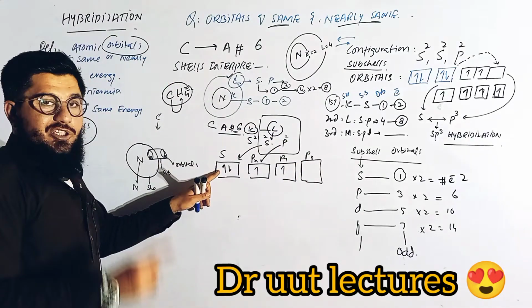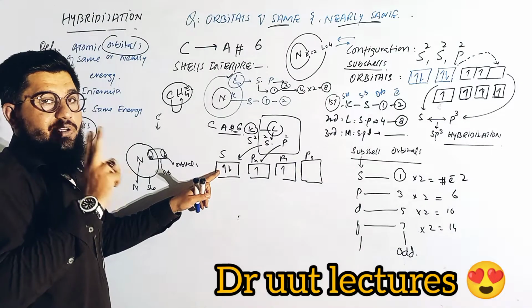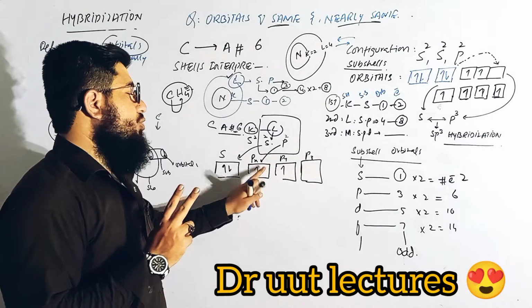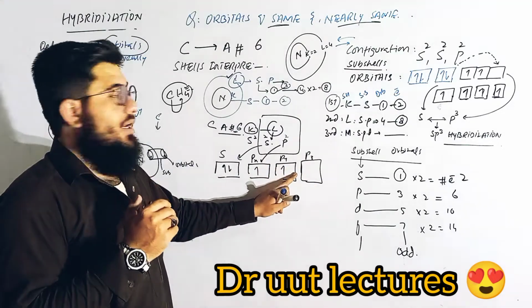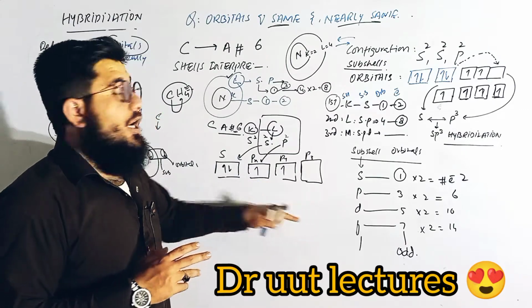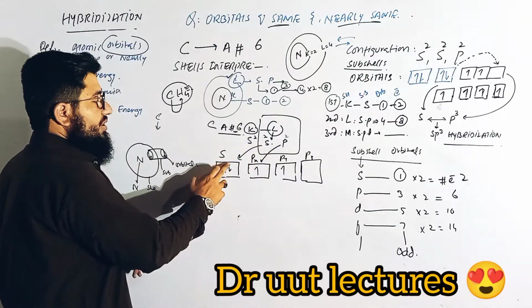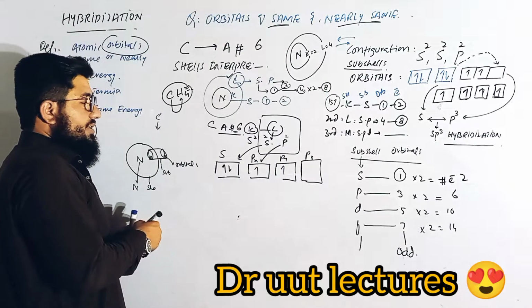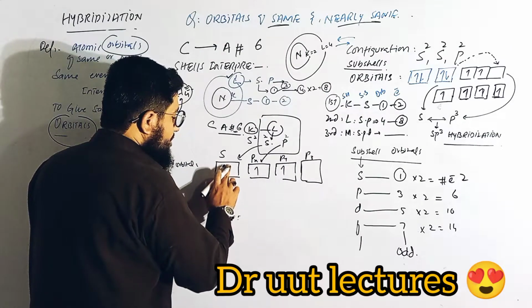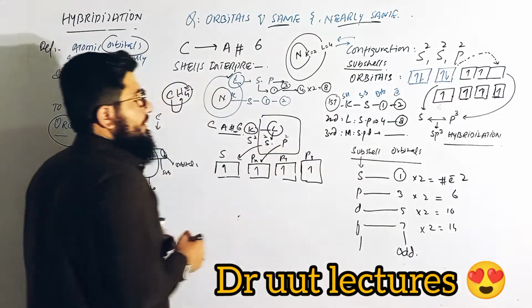The s subshell contains one orbital in which there are two electrons available, and the p subshell contains three orbitals, but two of the orbitals are actually half filled, and the third one does not have any electron when it is in the excited state. What will happen? A transfer will take place from the s orbital. That is, one of the electrons will move towards the p.